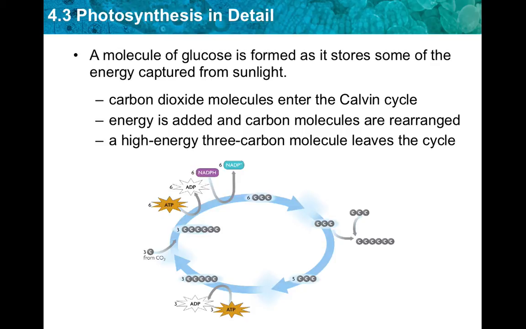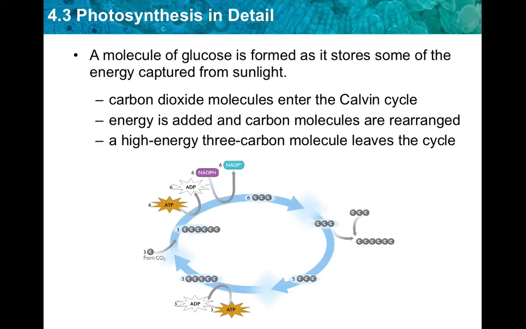By the way, the Calvin cycle is the cycle that uses carbon dioxide gas from the atmosphere and energy carried by ATP and NADPH to make simple sugar. So much process for such a simple product. So the first step is carbon dioxide enters.